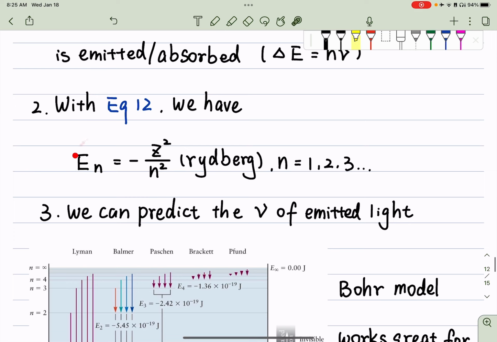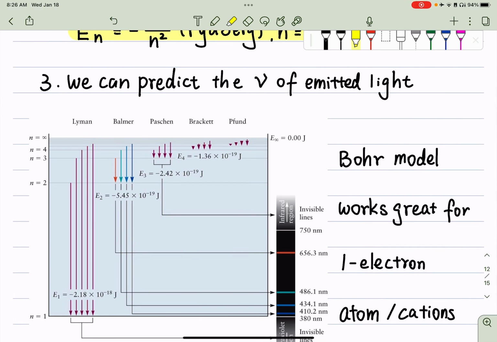So with equation 12, the energy equation we just derived, we have E_n equals negative Z squared over n squared times Rydberg, and n equals 1, 2, 3, etc. What that means is we can predict the frequency of the light that's being emitted or absorbed in the atomic spectrum.